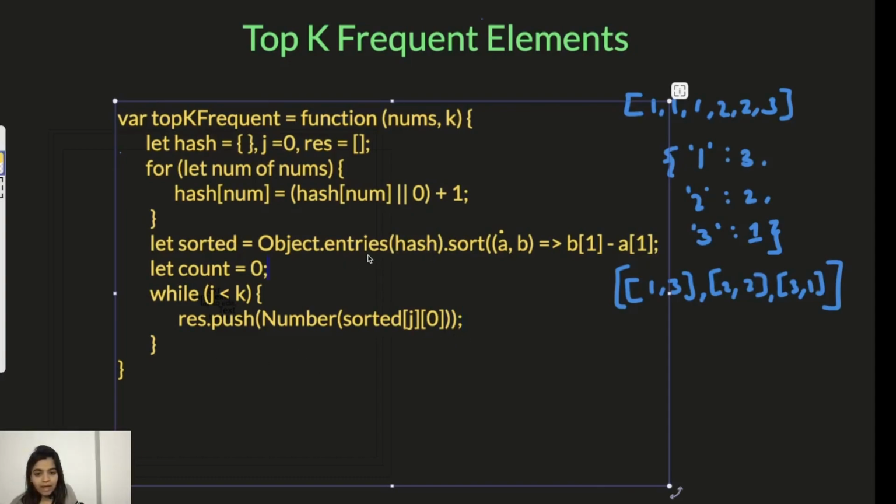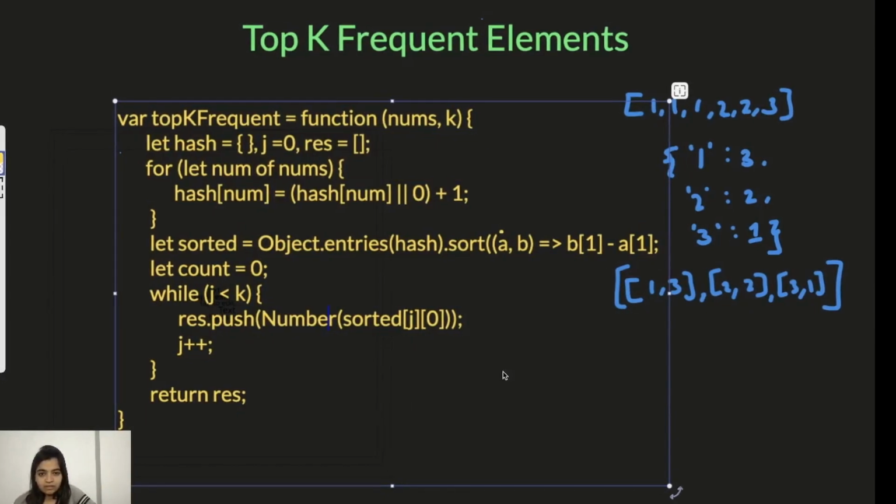When we convert the hash into an array, it keeps the key part of it in a string format. So for that reason we have to convert it into a number. After we push the result, we have to increment j++ so that we don't keep repeating it. And finally we have to return the result. So we have successfully returned the top k frequent elements.